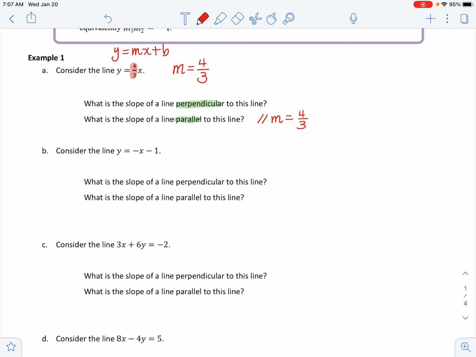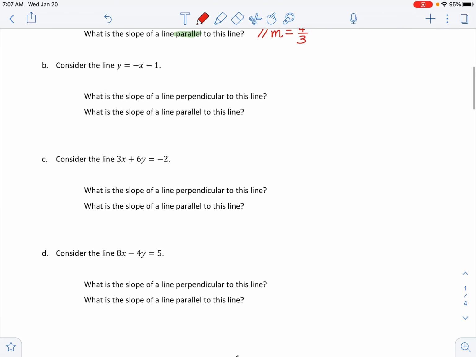Perpendicular slope, though, and remember this is the symbol for perpendicular, an upside down T, needs to be the opposite reciprocal. Opposite in sign, like positive to negative, negative to positive. And reciprocal means you need to flip that fraction. The original slope was positive, so the perpendicular slope should be negative. And the fraction was 4/3, so you flip that and make it 3/4. We found them. Example 1 is simply asking for slope, so that's all we do for these types of problems.